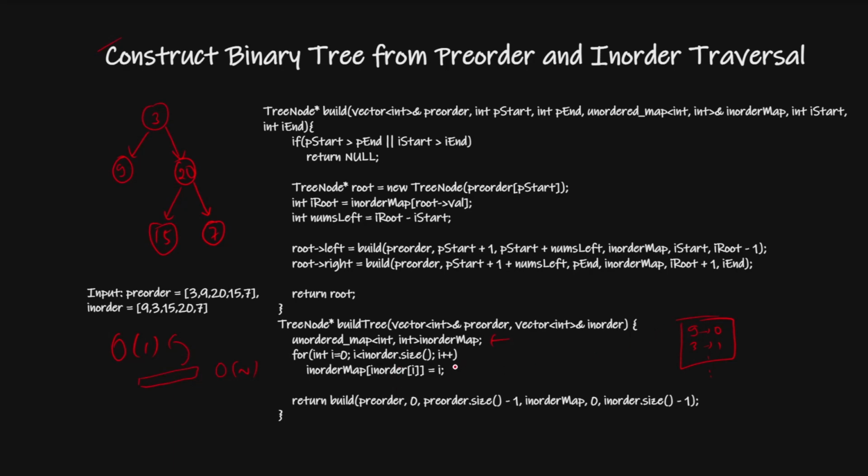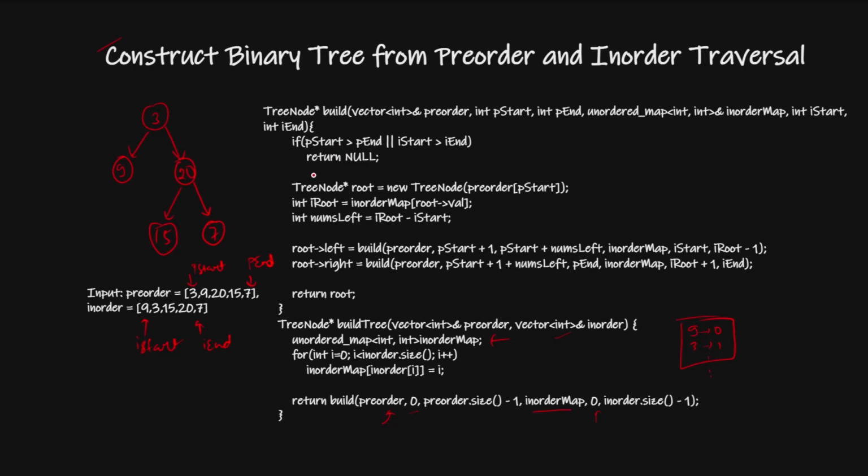After doing that, I will create one function. For that I am passing my preorder vector, my p start, my p end, and my map. I do not need the inorder vector now, because I have used this map. So I will use this map and send the i start and i end. Here I initialize my i start, my i end, my p start, and my p end.